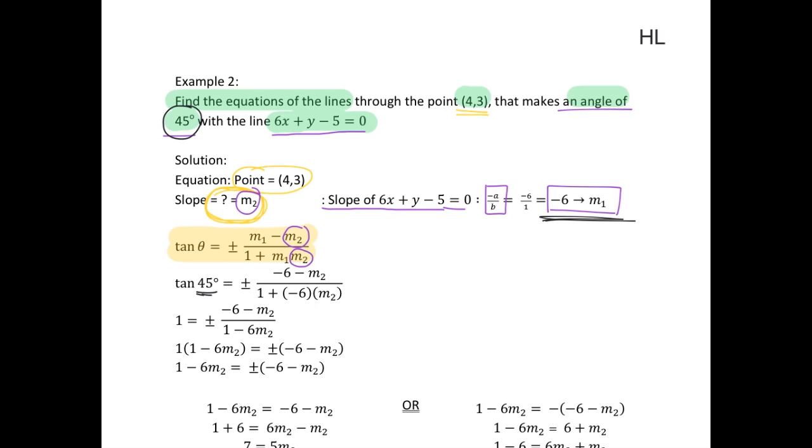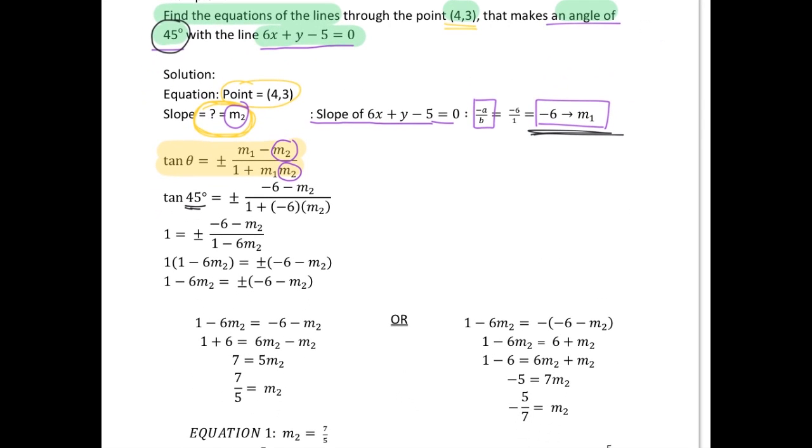So once we fill in all those values and simplify it down a little bit, we'll get to this point here. Tan of 45 degrees is just 1, that is equal to plus or minus this fraction here. If we multiply both sides by this denominator, 1 minus 6m2, just to get rid of our fraction, we have this equation here. And then obviously 1 times 1 minus 6m2 is just 1 minus 6m2 itself. And then we have two solutions because of this plus or minus here.